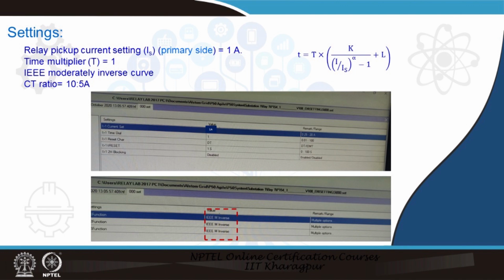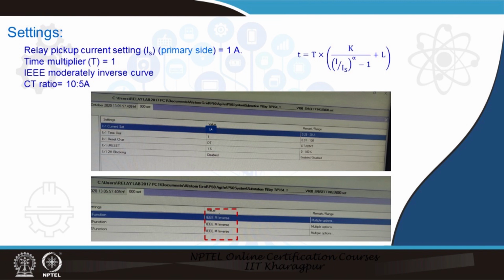So, now you can see in the relay setting first, we have a current setting of 1 ampere, as I mentioned, and the time dial also is 1. In this case you can clearly see that here.